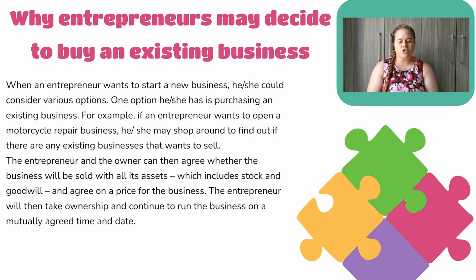All right, so when an entrepreneur wants to start a new business, he or she could consider various options. One option is that they could purchase a business that is existing. So for example, if an entrepreneur wants to open a motorcycle repair business, he or she may shop around to find out if there are any existing businesses that want to sell their business. The entrepreneur and the owner can then agree whether the business will be sold with all of its assets, which includes stock and goodwill, and agree on the price for the business. The entrepreneur will then take ownership and continue to run the business on a mutually agreed time and date.